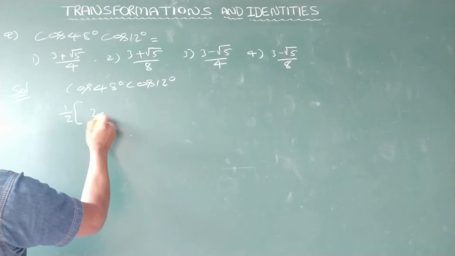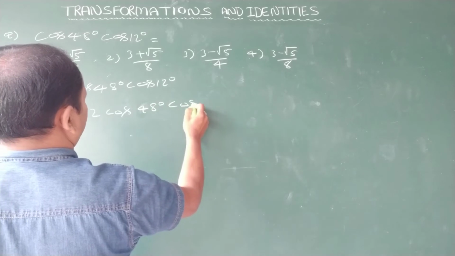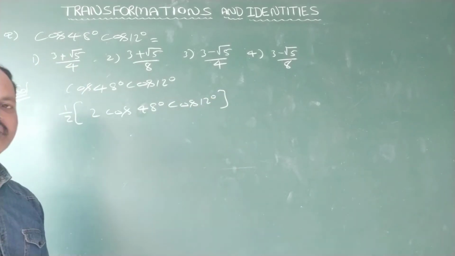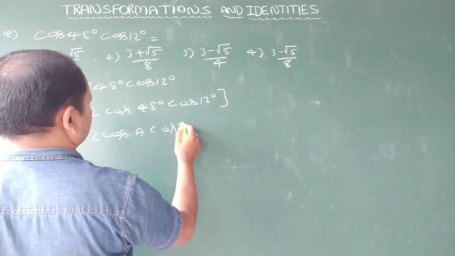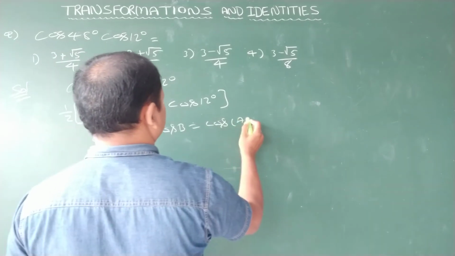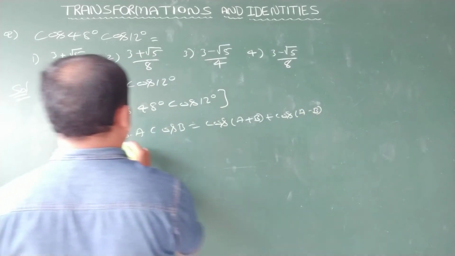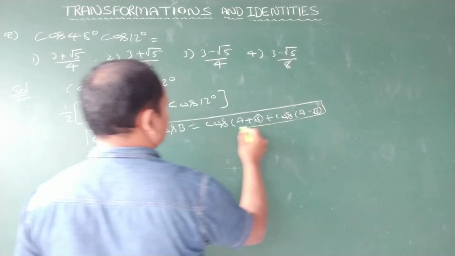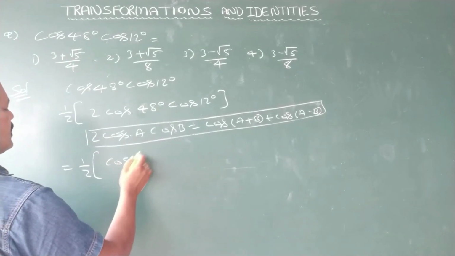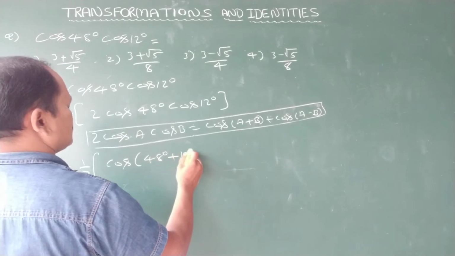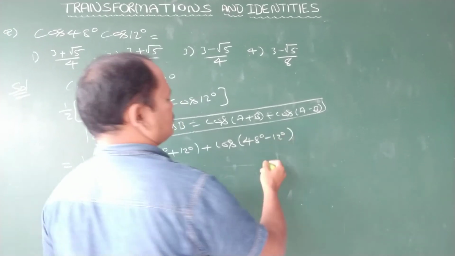Here it is 1 by 2 times 2 cos 48 degrees cos 12 degrees. We know the formula: 2 cos A cos B is nothing but cos(A plus B) plus cos(A minus B). So the product transfers into a sum. According to this formula, it is 1 by 2 times cos(48 plus 12) plus cos(48 minus 12). That's all.